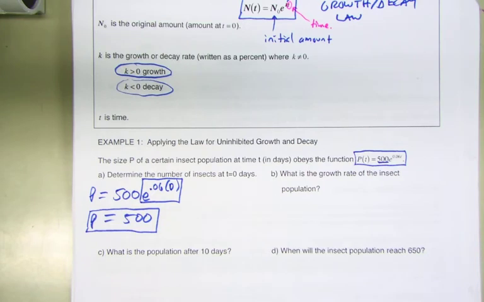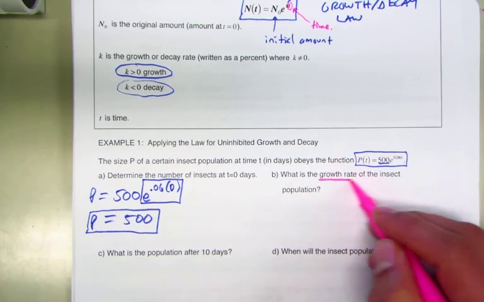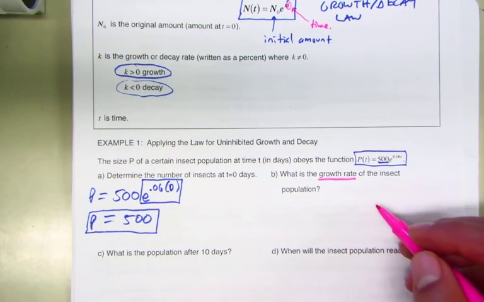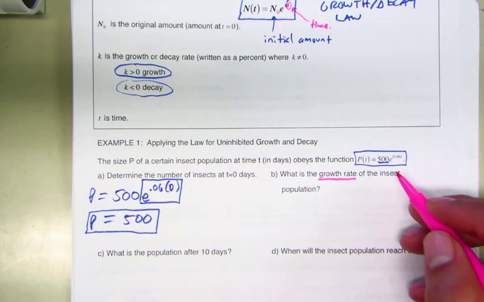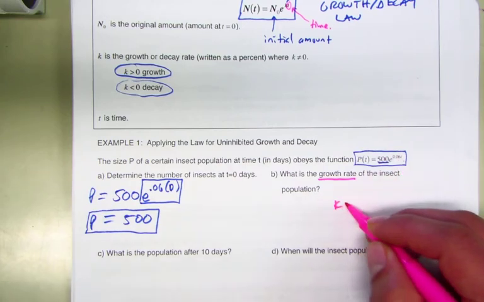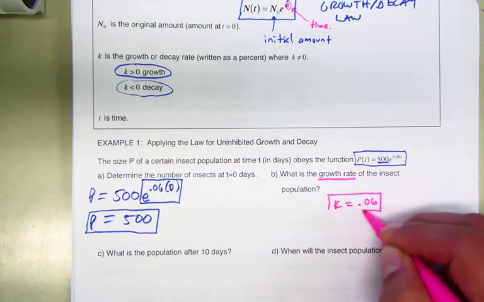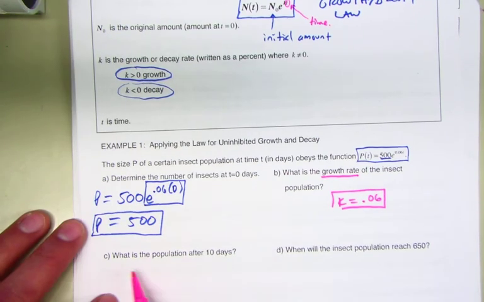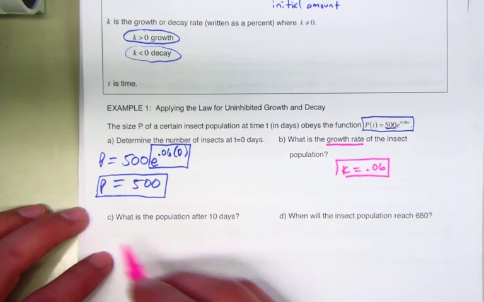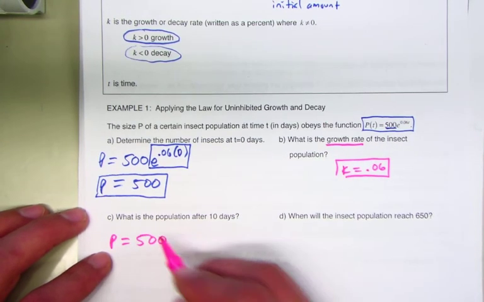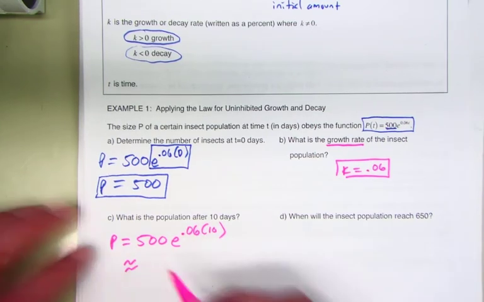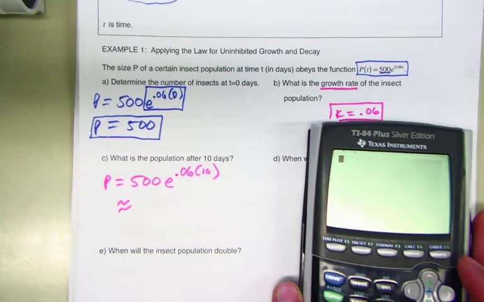The growth rate. What is that? Where in the formula is the growth k? The growth rate. Yeah, right here, 0.06. Make sense so far? Nothing too fancy here. What is the population after 10 days? Well, now we do have to plug it in. 500 e to the 0.06 times 10. Let's do that real quick and see what we're getting.